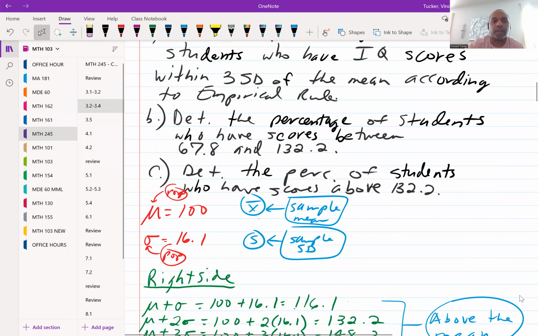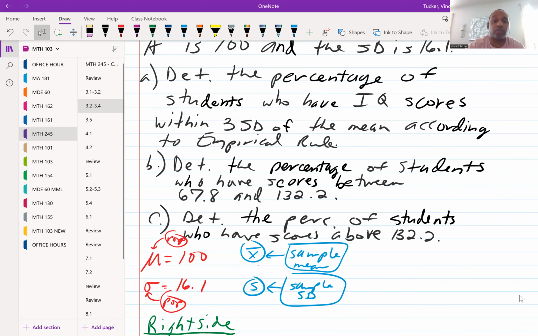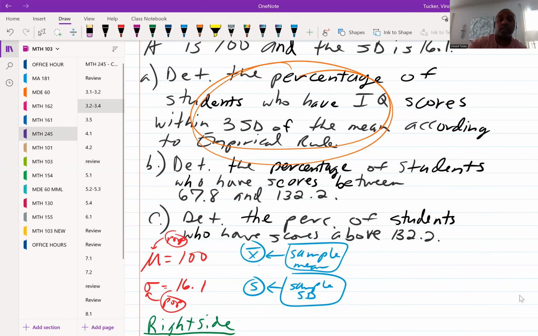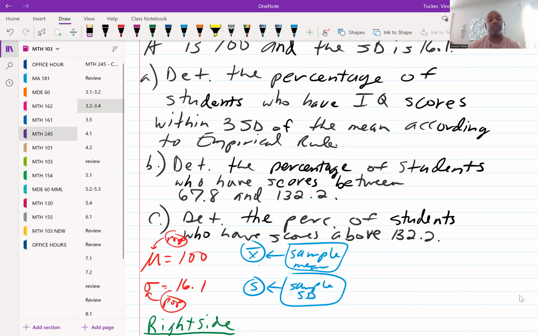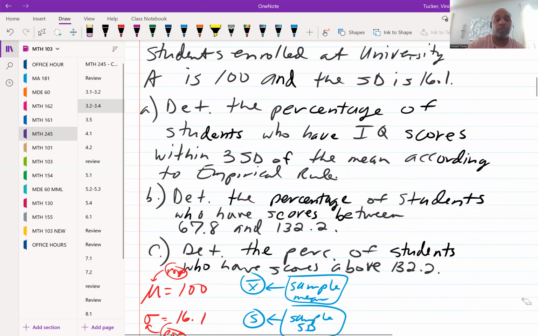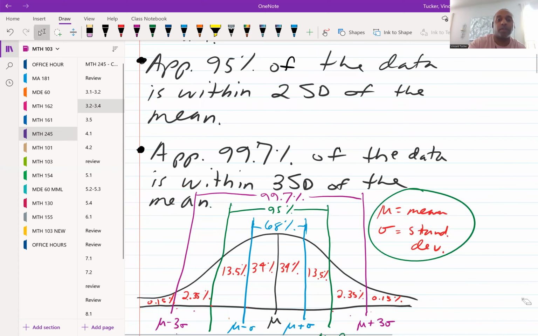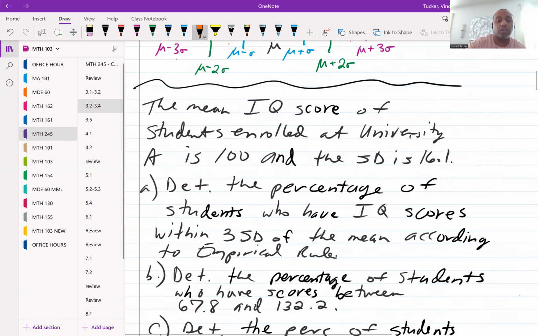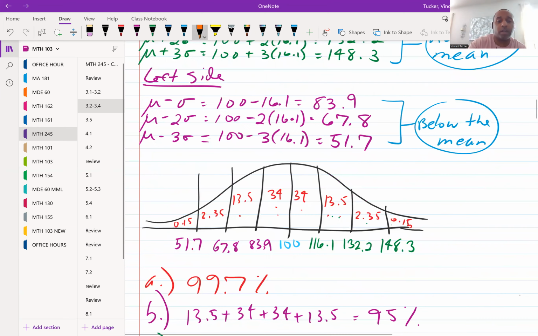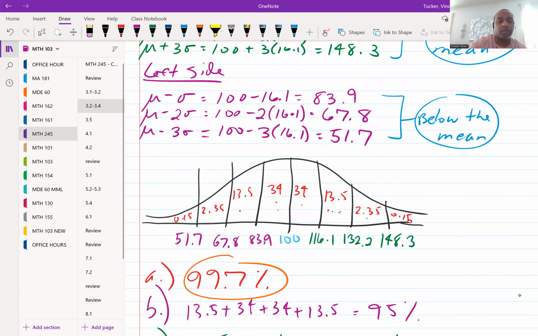All right, so let's look at A. Determine the percentage of students who have IQ scores within 3 standard deviations of the mean according to the empirical rule. Now, we actually did not have to do any of the calculations that we just did to answer this question. If we're talking about IQ scores being within 3 standard deviations of the mean according to the empirical rule, the empirical rule says that approximately 99.7% of your data will be within 3 standard deviations of the mean. So that's what A is. A is 99.7.